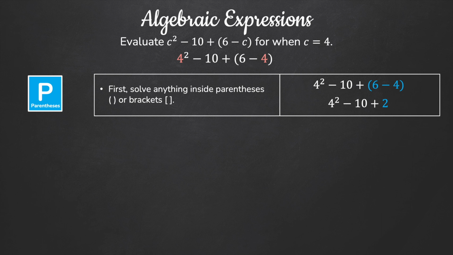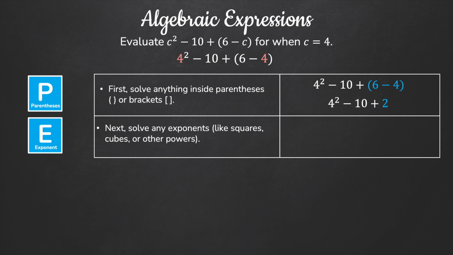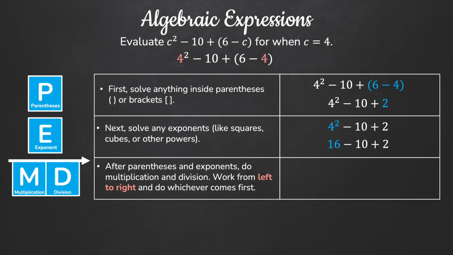Next, we have E for exponent. And in this case, we do have an exponent, which is 4 squared. And 4 squared is the same thing as 4 times 4, which is equal to 16. So now we have 16 minus 10 plus 2.